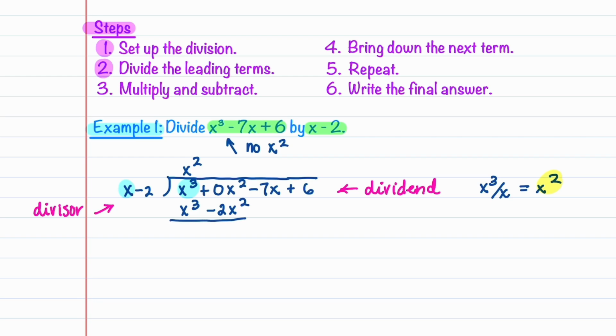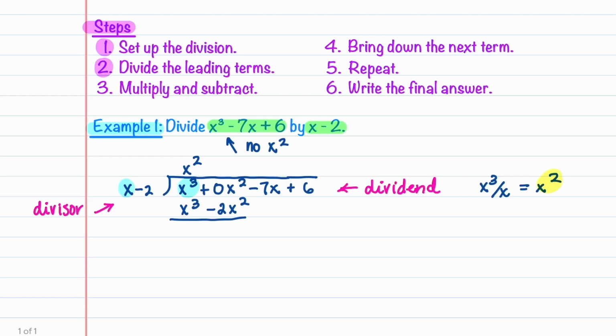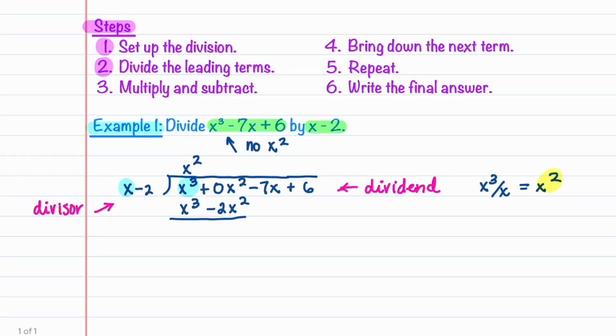I always like to use a different color when I subtract. So we're going to subtract x cubed minus 2x squared. So this becomes a negative, and then we have a minus a negative, so that becomes a positive. And that gives us 0, which I'm not going to write down, and then we have 2x squared. If we look back up at our steps, that was our multiply and subtract step.